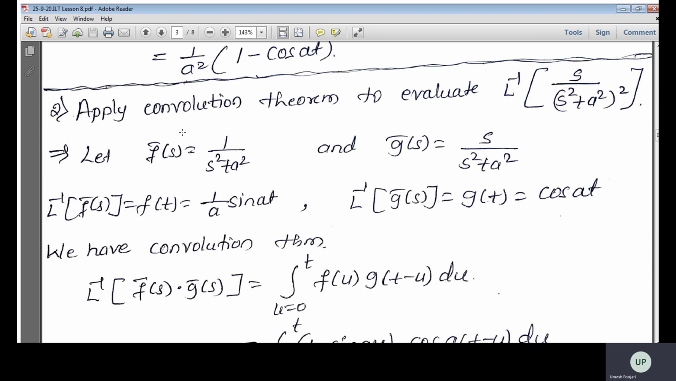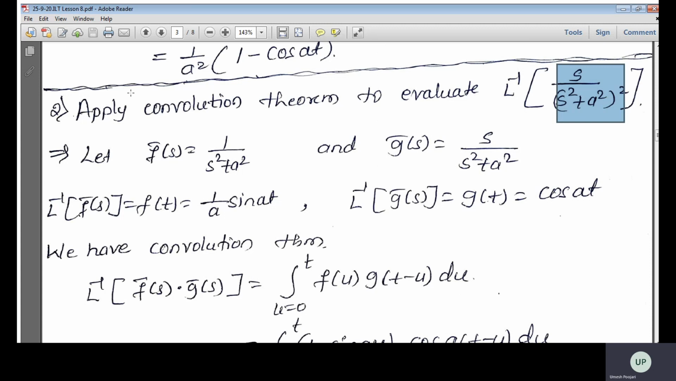Similarly, one more example: apply the convolution theorem to evaluate L inverse of s by s square plus a square whole square. Again here you can see in the denominator you have s square plus a square, but the whole square is there. So we can take f bar of s equal to 1 by s square plus a square and g bar of s equal to s by s square plus a square, or f bar of s equal to s by s square plus a square and g bar of s equal to 1 divided by s square plus a square.